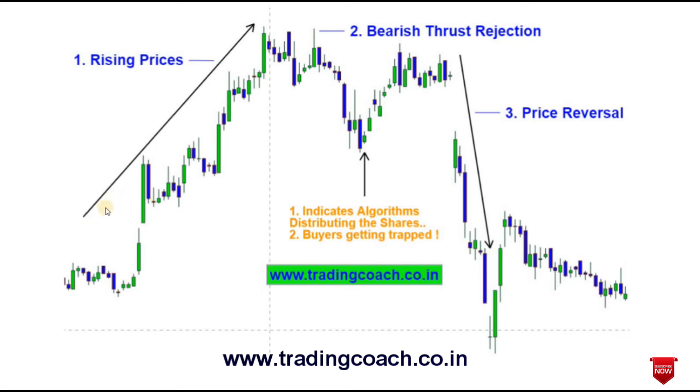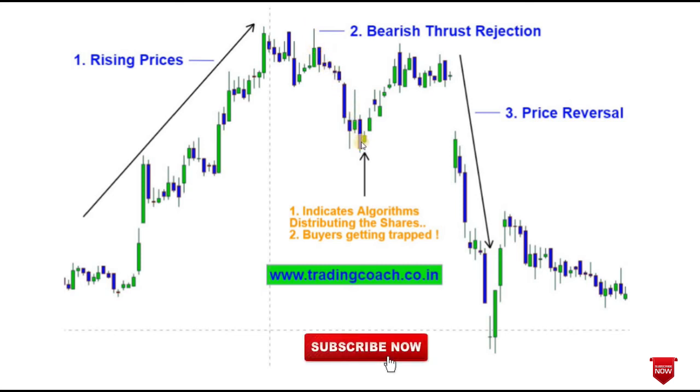So this is how bearish thrust rejection works. Once again, you will see rising prices. You will see a rejection from the top, which indicates the behavior of algorithms. Right after the rejection, you will have a quick sell-off. You will witness a quick fall in the market prices. Right after the fall, you will see a retest, and if that particular retest is successful, the market direction will completely shift. The market sentiment will change from bullish to bearish.